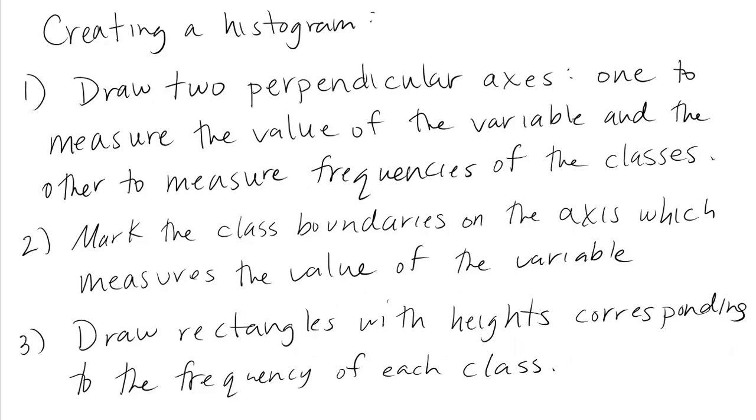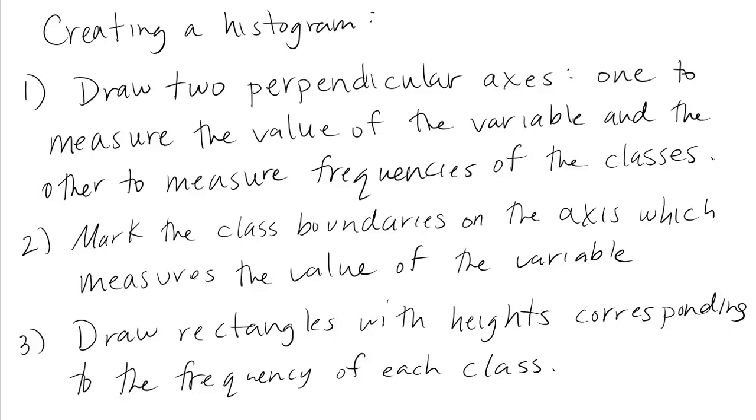First, you're going to draw two perpendicular axes. It would be awesome if that was just the word axes and we drew two axes, like for wood chopping, but that's the word axes, the plural of axis. So we draw two perpendicular axes, one vertical, one horizontal. One of them will be used to measure the value of the variable, and the other will be used to measure the frequencies of the classes. When I draw these, I tend to make the horizontal axis the one that measures the value of the variable, and then I let the vertical axis count the frequency of the class, but you could organize it the other way.